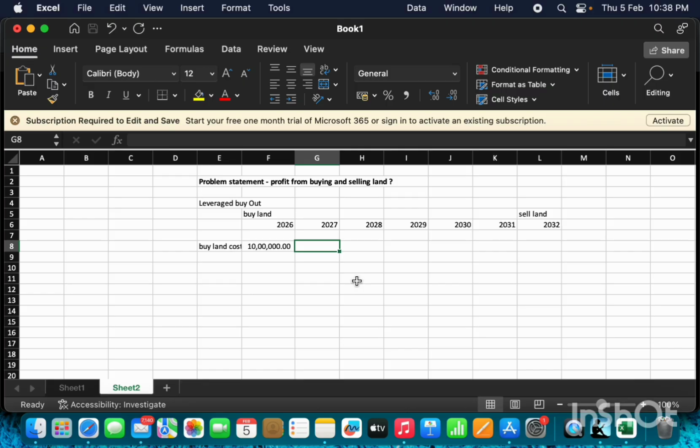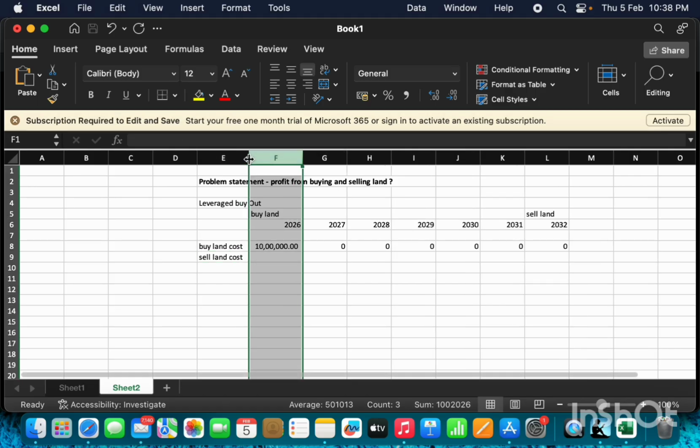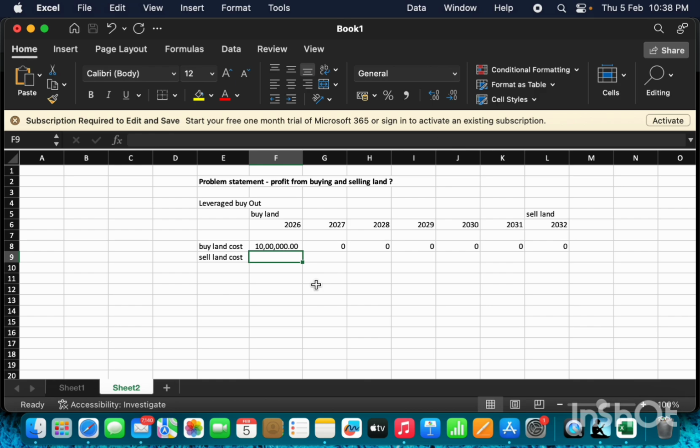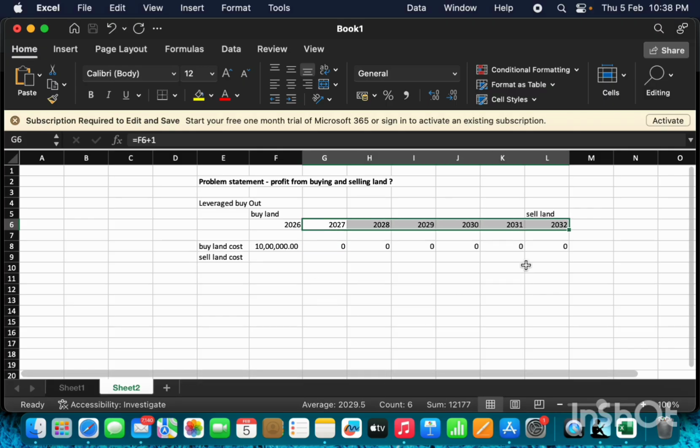Now, what happens to the land when it reaches 2032? So this is the buy land cost. Let's put 0 for the other years because you're buying only in this year. Now, what is the sell land cost? Using Excel formulas, we can update it automatically. Let's say you want to appreciate the land by 10% per annum, and by the end of 2032 there are 6 years.